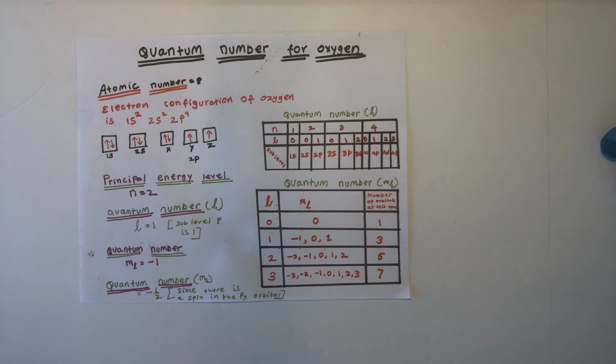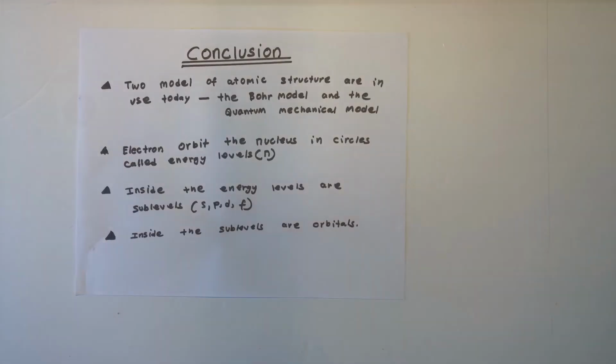So there are 2 models of atomic structure in use, which are the Bohr model and the quantum mechanical model. Electrons orbit the nucleus in circles called energy levels, and inside the energy levels are sublevels. Inside the sublevels are orbitals.